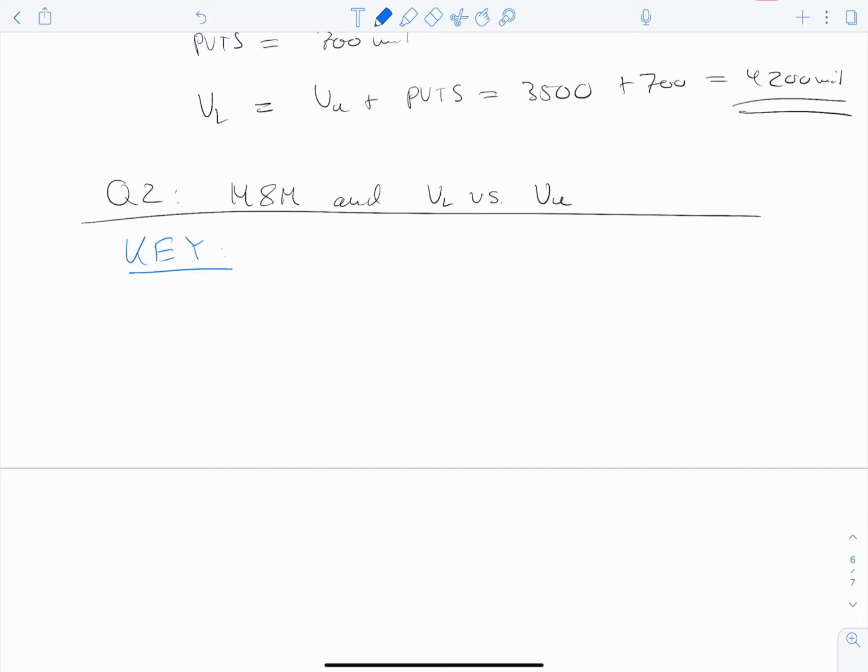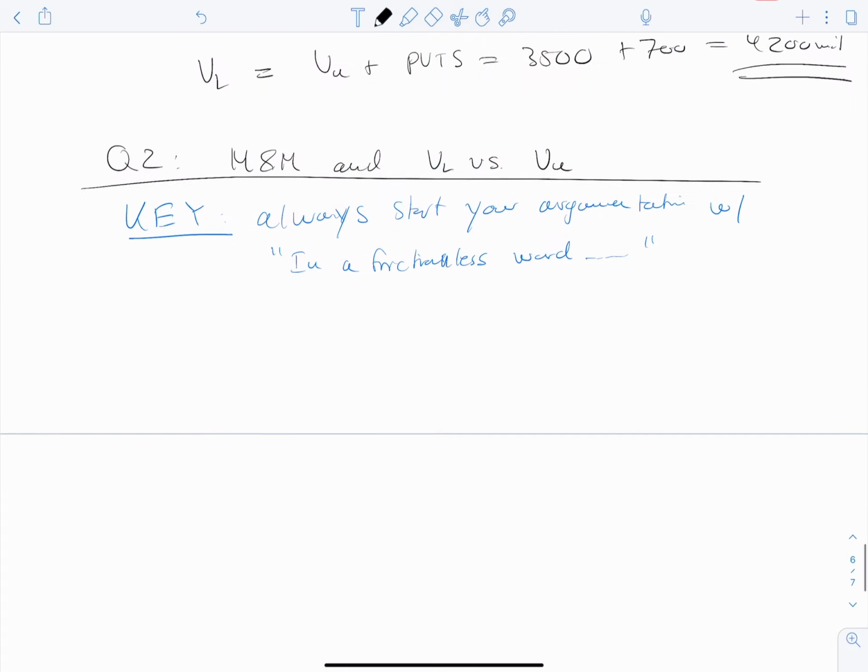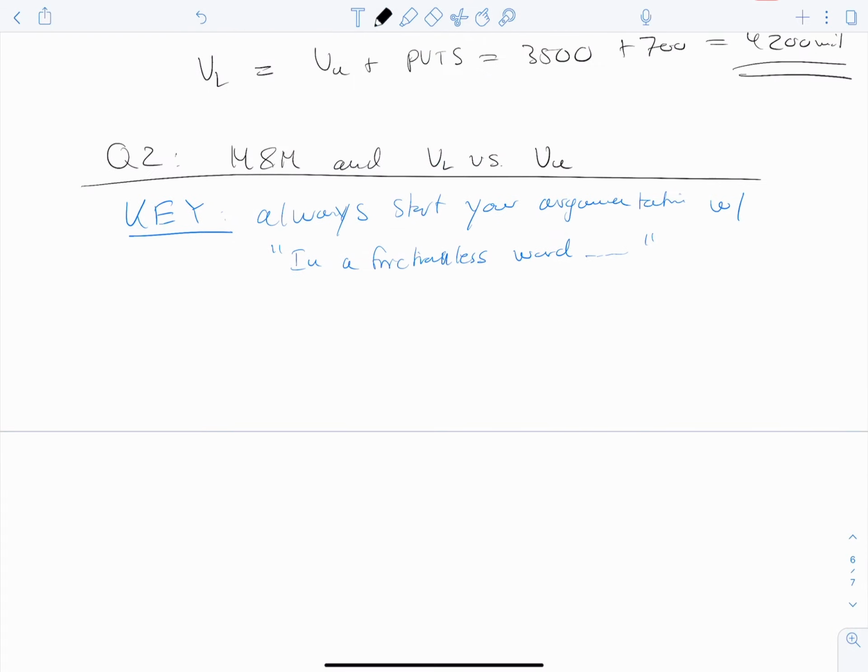And I just want to give you a really good small trick here, which is to always start your argumentation with "in a frictionless world, and then blah, blah, blah." Because that's basically what they did. And why their paper, even though it's far from reality, is actually super useful and super elegant.